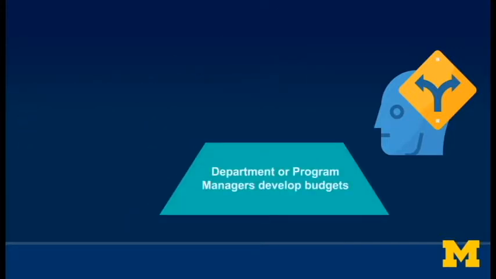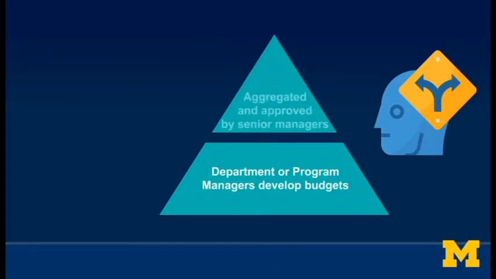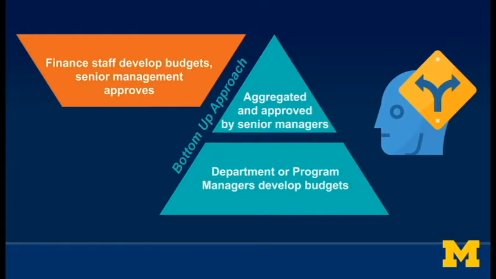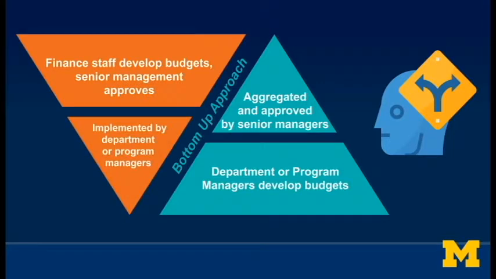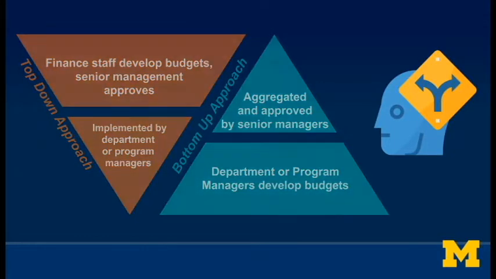In the bottom-up approach, budgets are developed first by department or program managers and then aggregated and approved by senior managers. In the top-down approach, budgets are developed by the finance staff and then, after approval by senior management, sent to department and program managers for implementation.